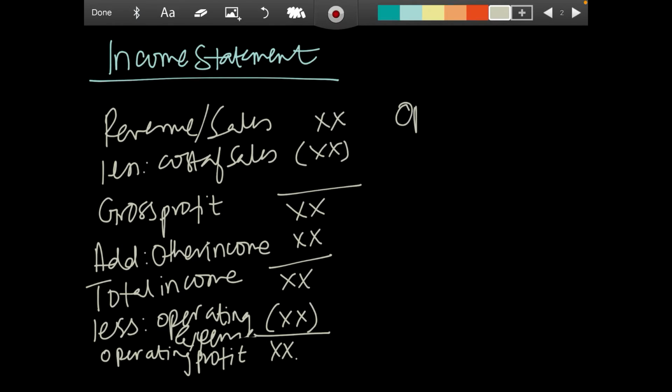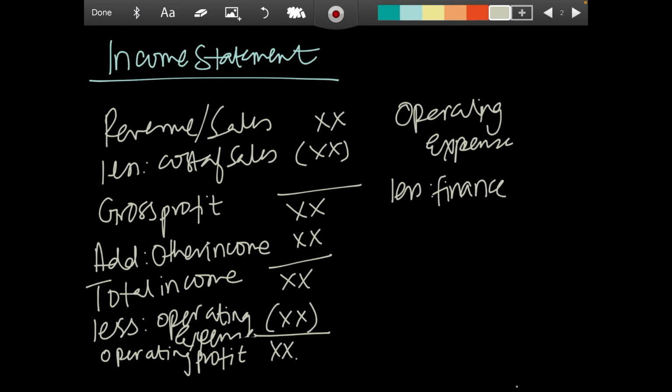Okay, so after calculating the operating expense, we will subtract the finance cost, which includes the interest and tax, and then we will get the profit for the year.